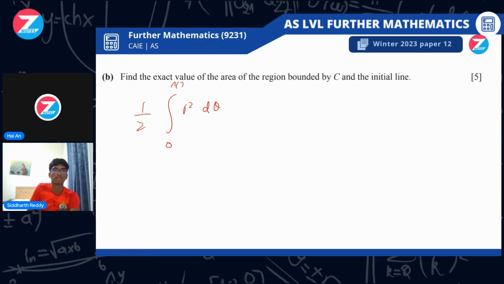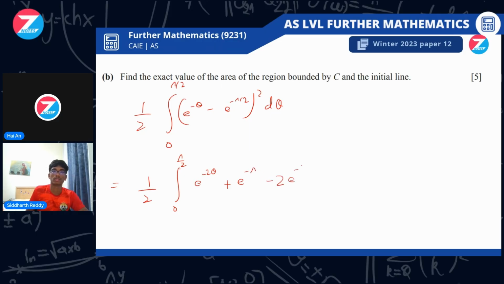0 to pi by 2. And they gave r as e to the minus theta minus e to the minus pi by 2, so that's going to be squared d theta. That's going to be half integral from 0 to pi by 2 of (e to the minus theta minus e to the minus pi by 2) squared. So expand the brackets, basically e to the minus 2 theta minus e to the minus pi plus e to the minus pi, minus 2 e to the minus theta into e to the minus pi by 2.